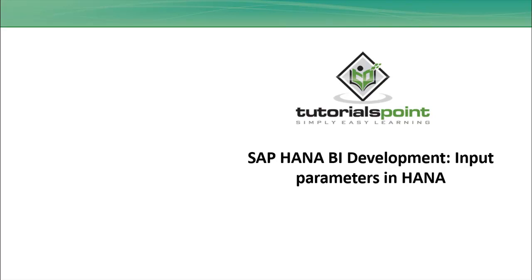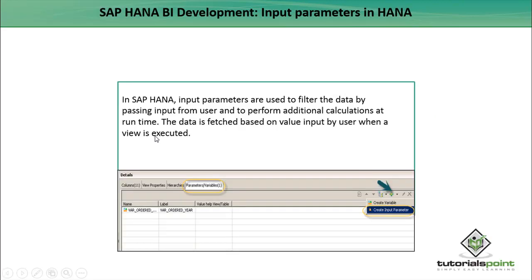In this tutorial we will see how we can pass the input parameters in SAP HANA. In SAP HANA, the input parameters are used to filter down the data by passing the input values from the user and to perform additional calculations at runtime. So the data is fetched based upon the value input by the user when a view is executed.